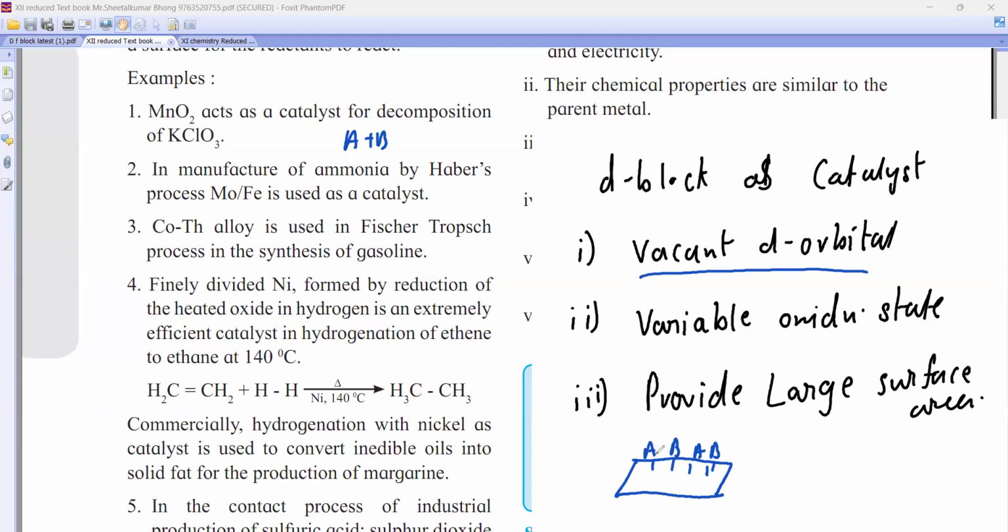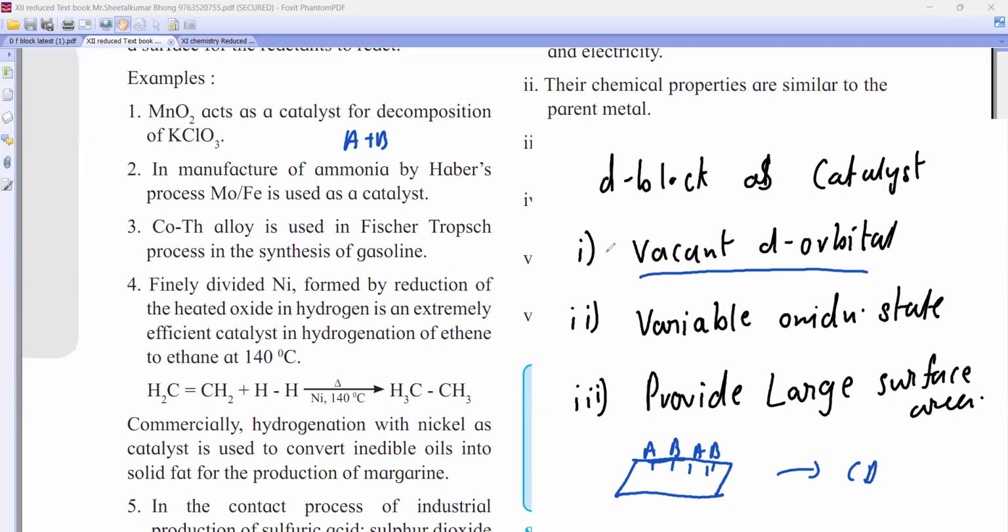Now what will happen, beta? The collision will take place between A and B. And then what will happen after some time? They will leave the surface and they will form product. A and B will break down and form a new product, C and D. Okay? Like that.